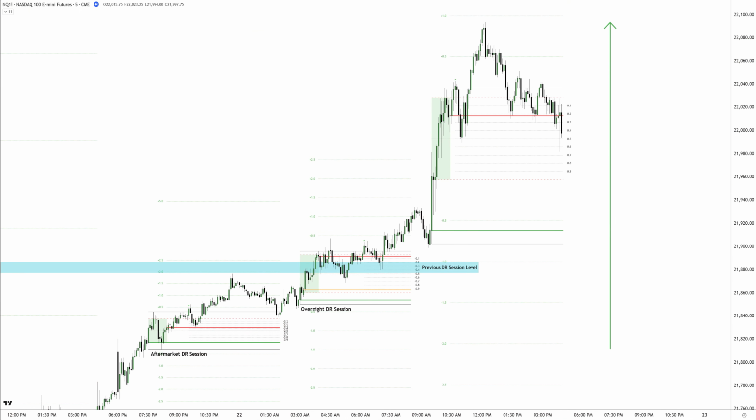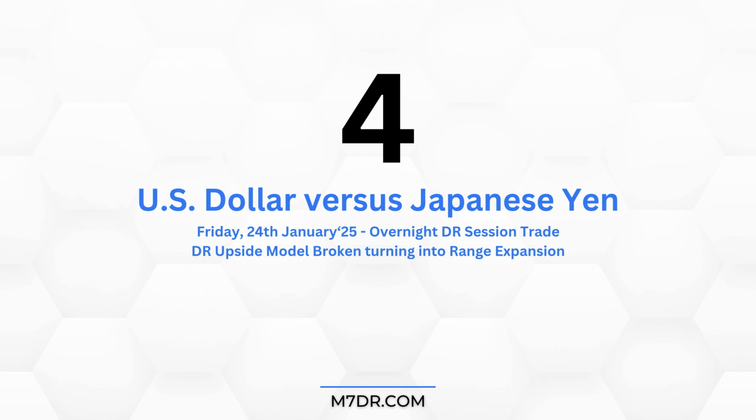Price hit the target before continuing even higher, confirming a DR upside expansion model, making it another beautifully executed DR basic trade. Number 4, US dollar versus the Japanese yen, Friday's overnight DR session, DR upside model broken, turning into range expansion.